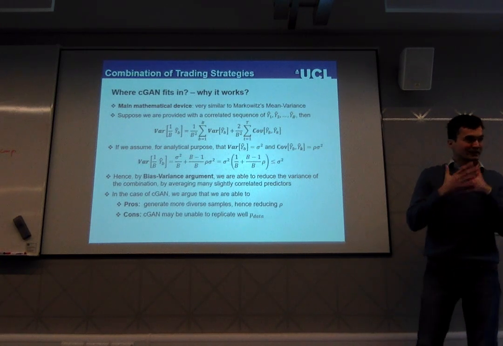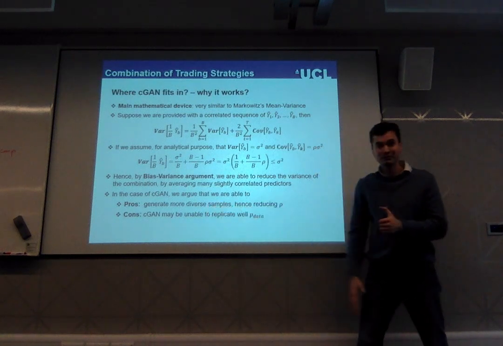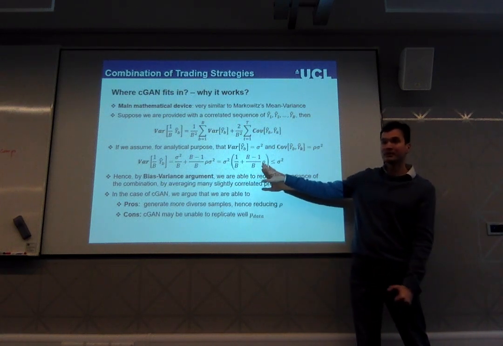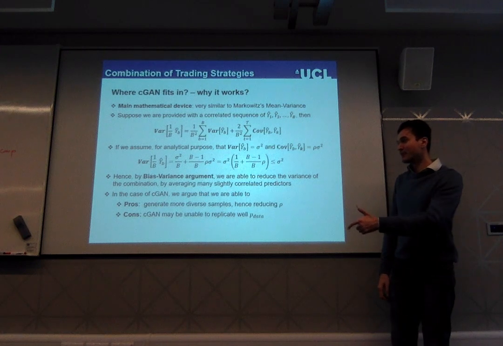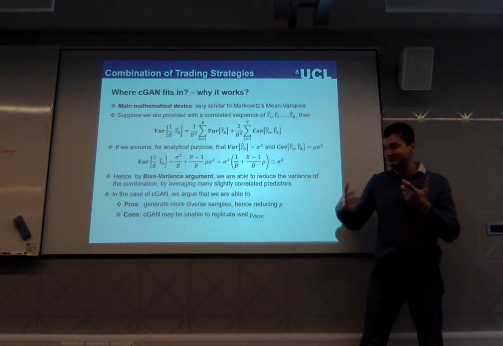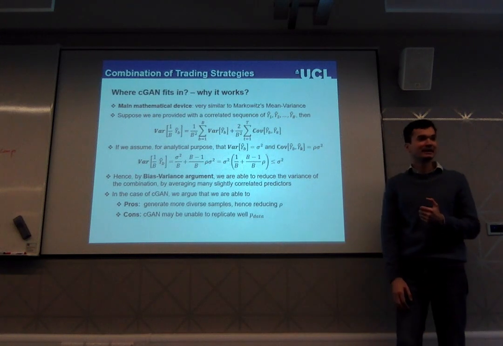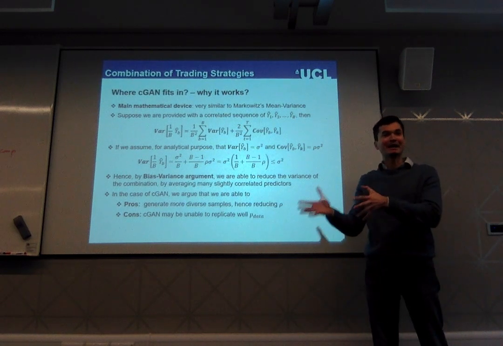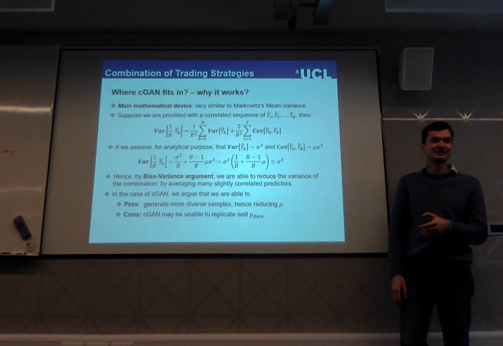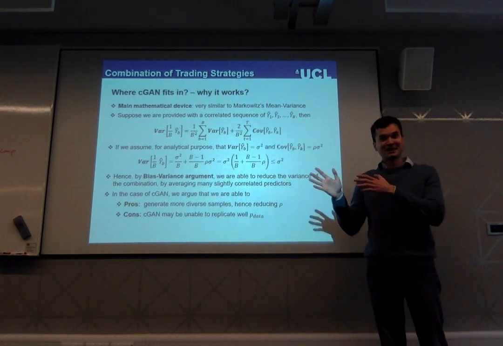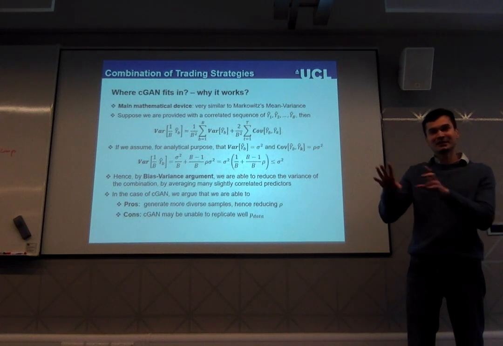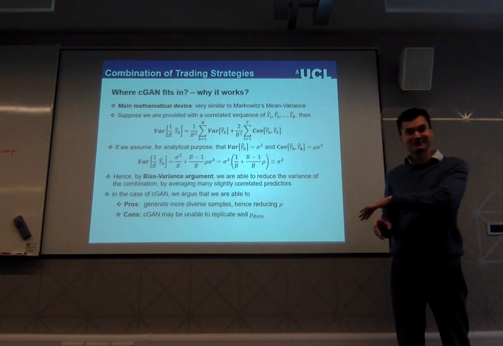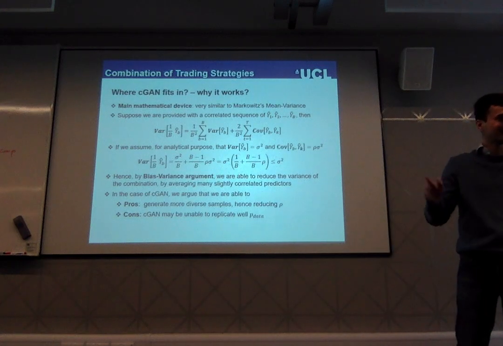In our case, we argue that the conditional GAN is able to generate more diverse samples than Bootstrap, which is the main competitor. Hence, we can reduce rho better than Bootstrap. But the drawback, and I'm not going to hide this, is that sometimes we may be unable to replicate the data well. Then we generate samples that do not represent the true data, and end up with a bias component in the formula. That's why sometimes it works, sometimes it doesn't. But the funny thing, and I'm going to show a chart about that, is that when cGAN doesn't work, usually Bootstrap works, and when Bootstrap doesn't work, cGAN works. So you can use both techniques and see which one works.